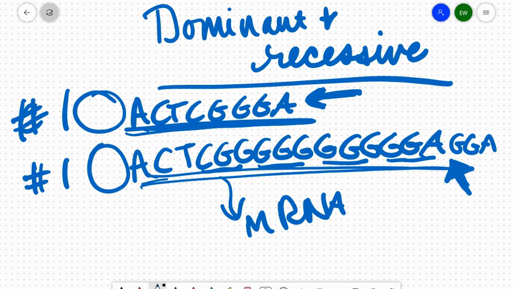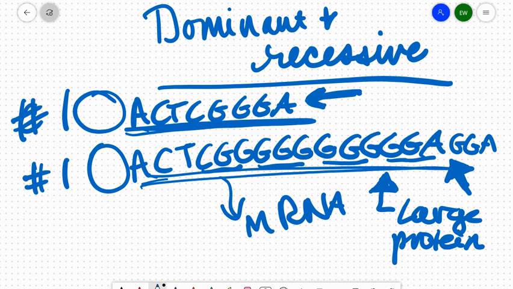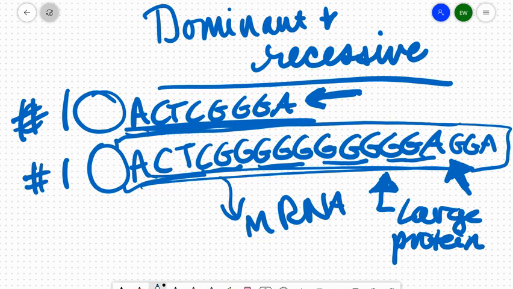So if you're talking about a disorder, maybe this extra stuff in it codes for a protein that starts blocking things up. Maybe it's a really large protein that starts to block up your blood vessels and just makes a mess. And so basically what we want to know is, if you only need one copy of this to see the effect of it, then it's dominant. Because if you have one copy of it, you'll see the effects of it.